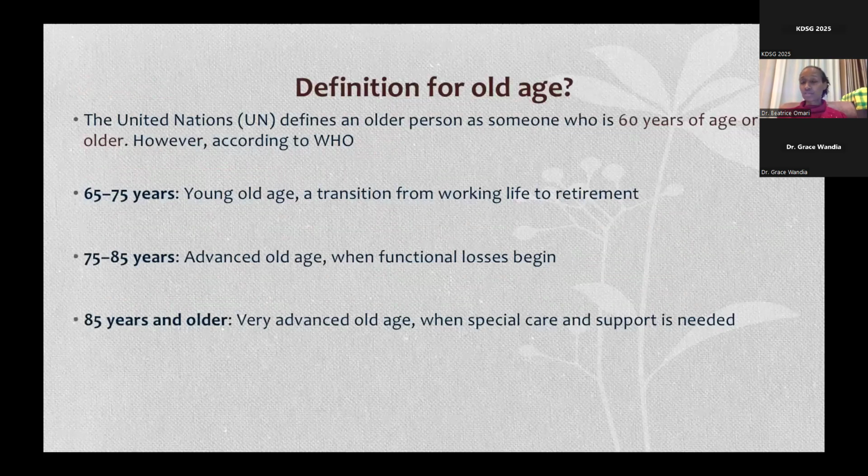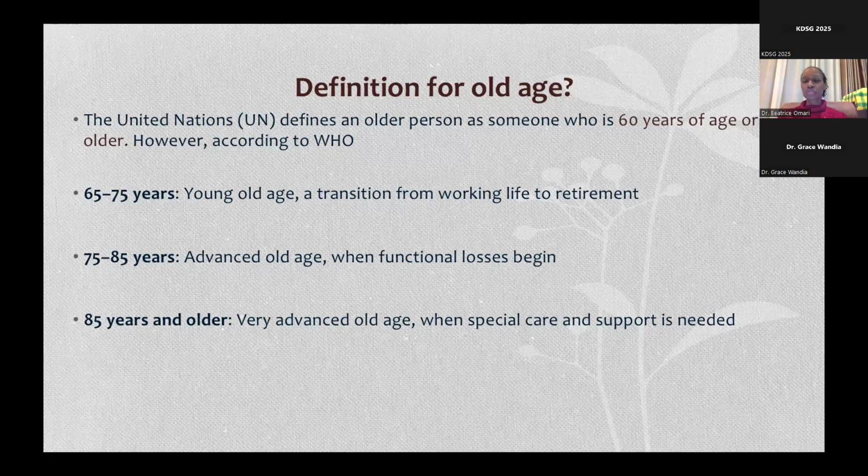So what is the definition of old age? We have two definitions. The United Nations defines an older person as someone who is 60 years and older, okay? But according to WHO, in a definition released in 2024, old age starts from 65 and above. They had three categories, and the categorization also depicted the type of care this person was likely going to receive.